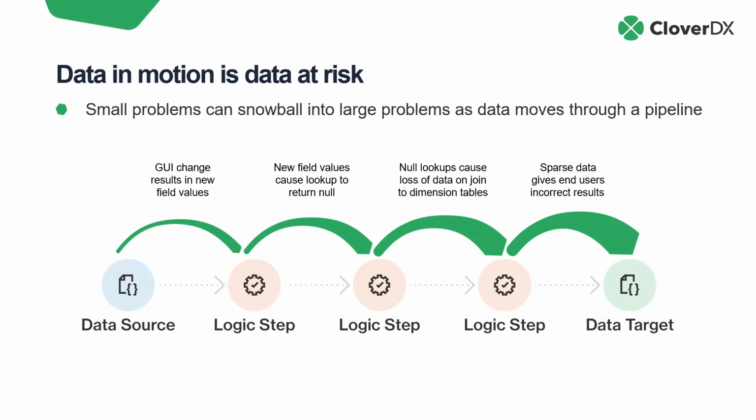Right, so data in motion is data at risk, and there are things that we can do in our data pipelines to mitigate this risk. So what I'd like to do now is go through 3 actions that you can take when you design your data pipelines to keep poor data quality in mind.